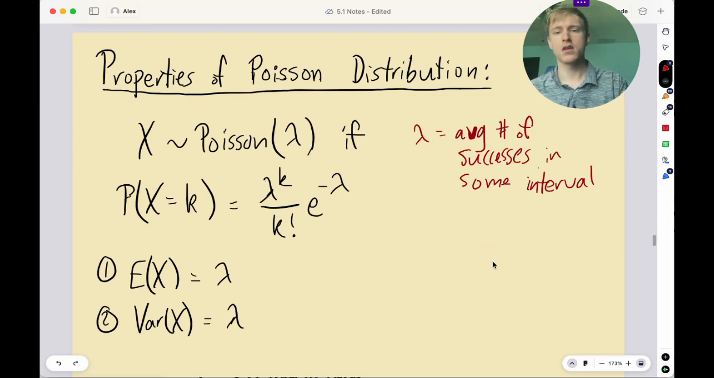Okay, so then what we discovered is that the probability distribution of Poisson, the probability that x takes on k successes, is just going to be lambda to the k over k factorial times e to the minus lambda. And now what we're going to do is discuss the two main properties, expected value and variance. It turns out that both of them are the same and they're just lambda. So let's see why that is.